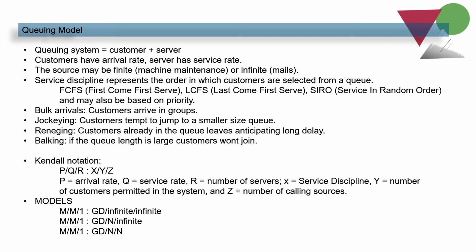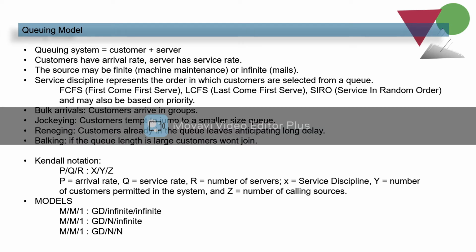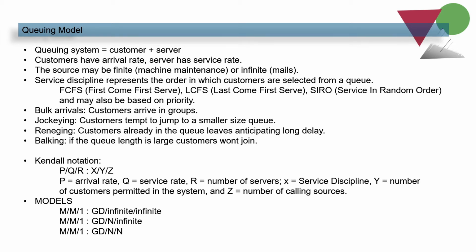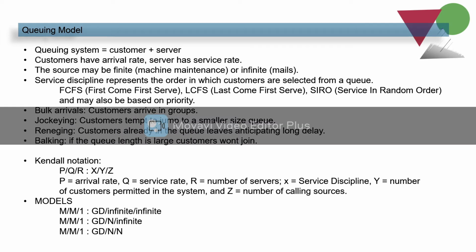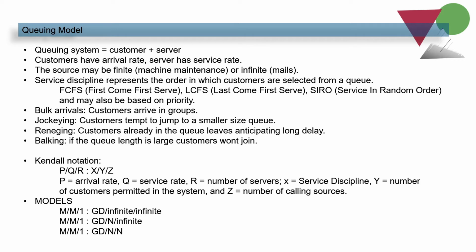Then moving to the Kendall notation, P, Q, R, X, Y, Z. Here P is the arrival rate, Q service rate, R is number of servers, and X is the service discipline, Y is the number of customers permitted in the system, and Z is the number of calling sources. There are 3 types of models: M/M/1 GD infinity infinity, M/M/1 GD N infinity, and M/M/1 GD N N. In the case of the first model, we have a single server and an infinite number of customers permitted in the system and an infinite number of calling sources.